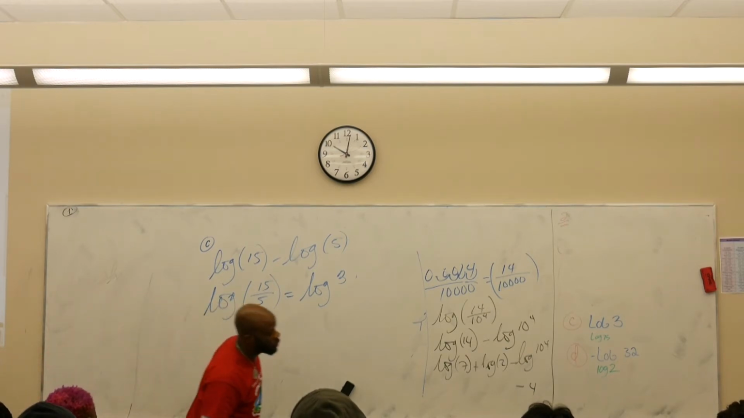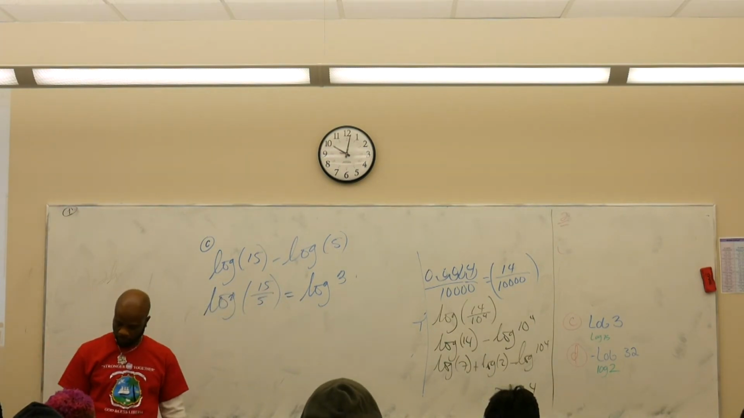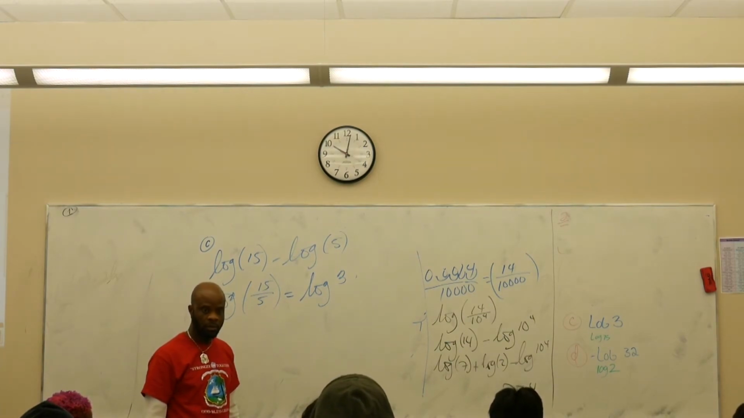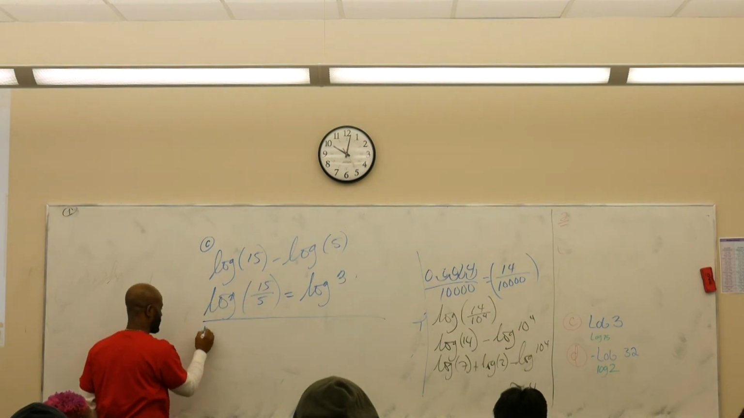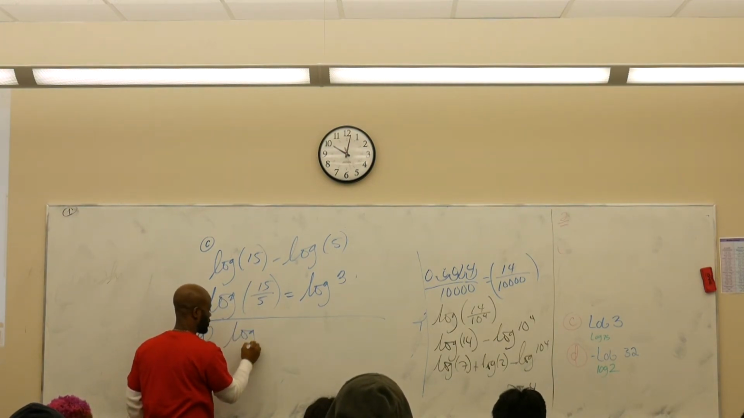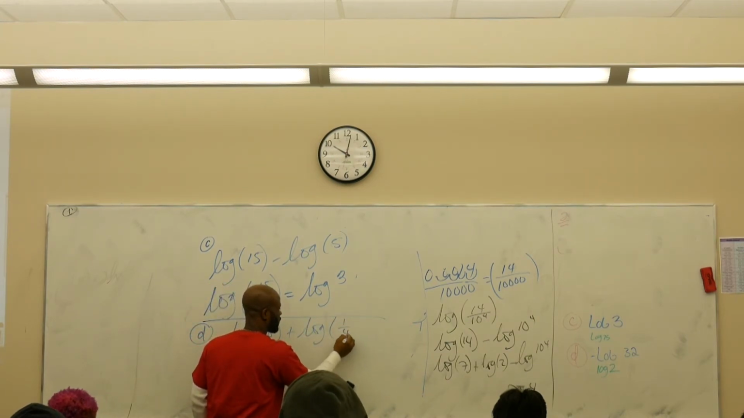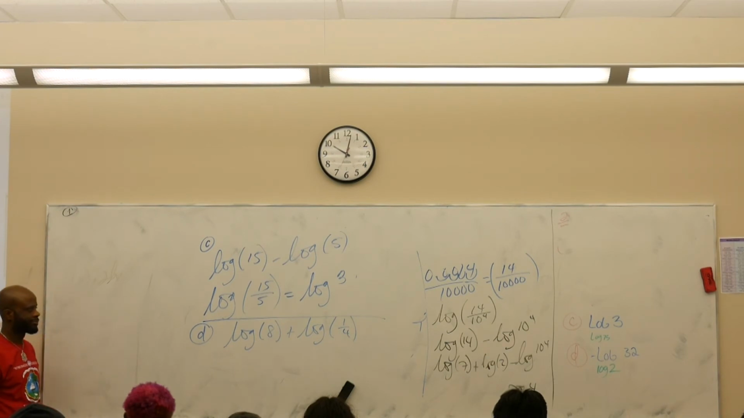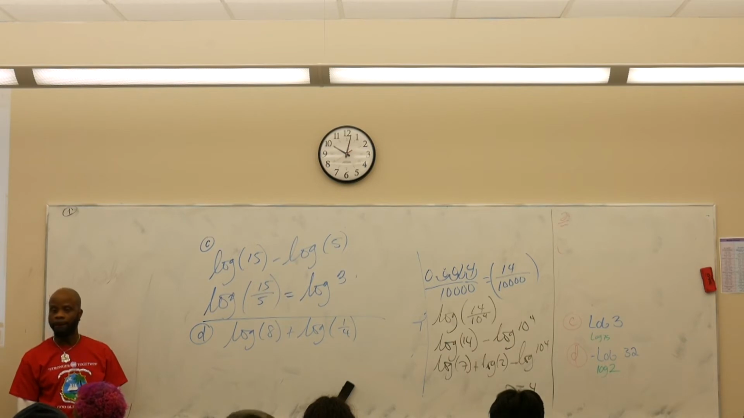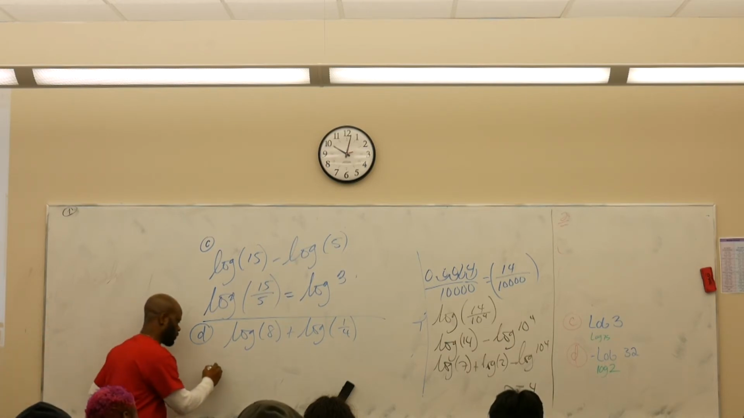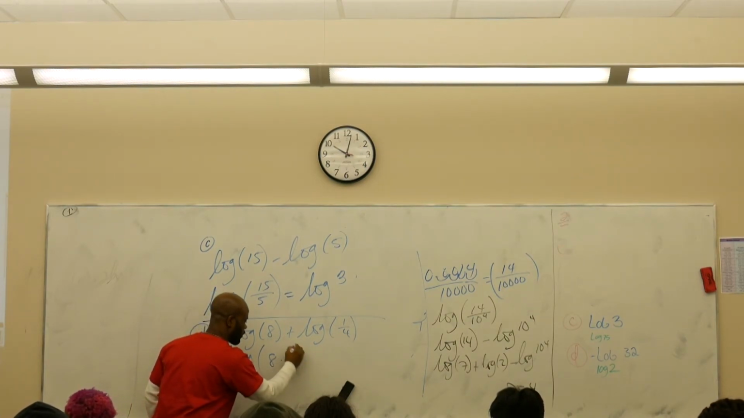Okay, and then the last one we have a disagreement on is D. What is the question on D? Log of 8 plus log of 1 over 4. Okay, so D, the log of 8 plus the log of 1 over 4. We have a plus, so what are we doing here? Multiply. We're multiplying. So this is going to be the log of 8 times 1 over 4.